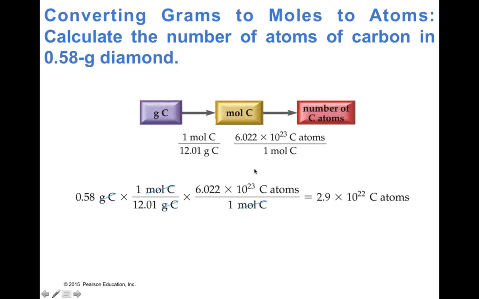So now we add this part to the solution that we have from the previous slide. Okay, so we have the Avogadro's number here. We now can cancel the moles of carbon, and now we have the atoms of carbon here. So 0.58 grams of diamond is equal to 2.9 times 10 to the 22nd atoms of carbon.